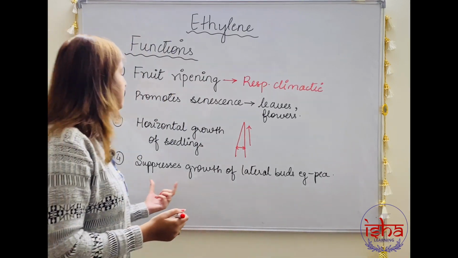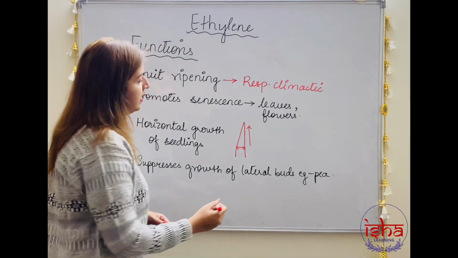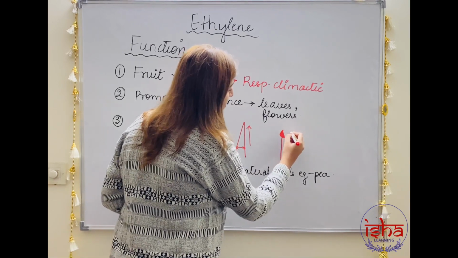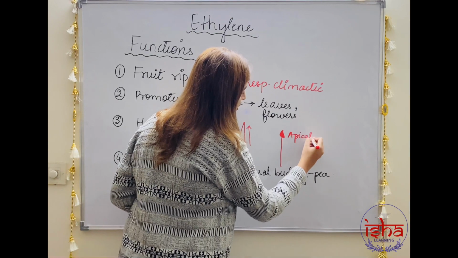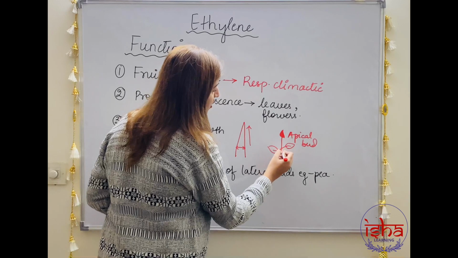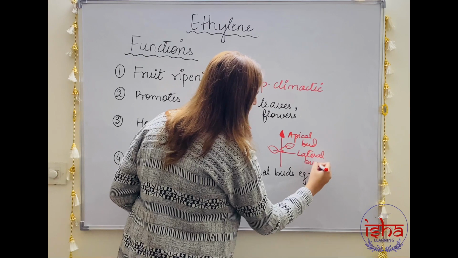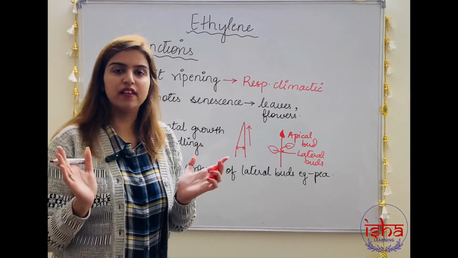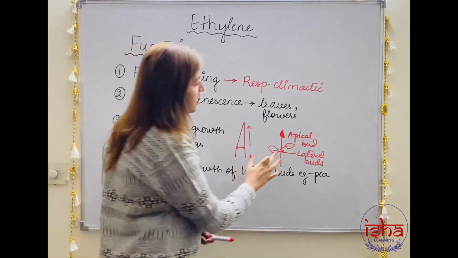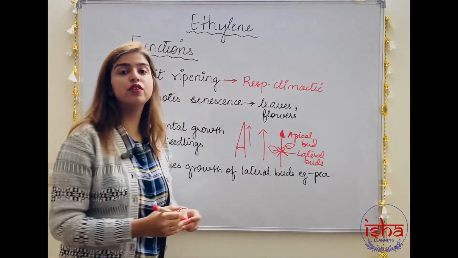Another function is that it suppresses the growth of lateral buds. What are lateral buds? Well, in a plant, the bud present at the top is the apical bud. Then what is the lateral bud? The buds present on the sides of the plant are known as lateral buds. So these lateral buds help the plant to gain some width, to have some foliage. Now it is going to suppress the growth of these lateral buds. This means that the plant is only going to get taller and taller.